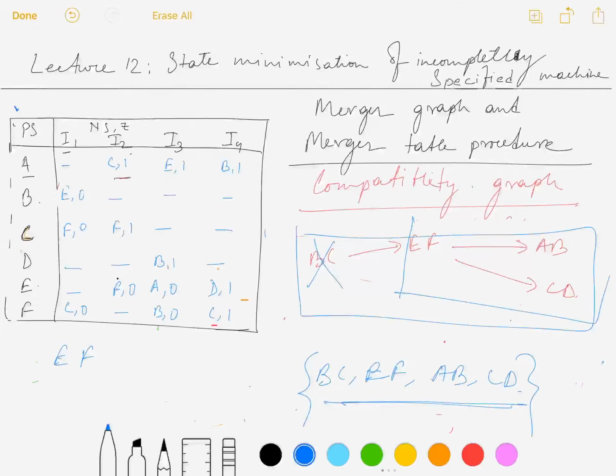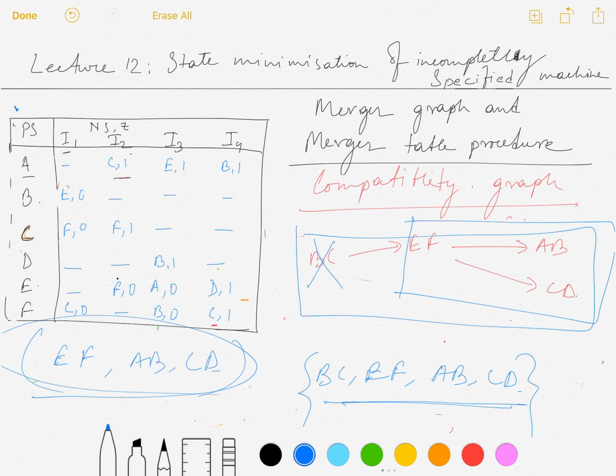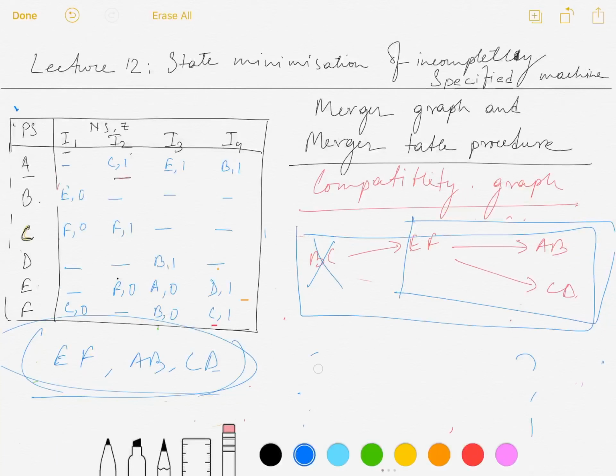Now, if I consider only this portion, EF, AB and CD, look at this, EF and its implied pairs are AB and CD, and AB and CD do not have any implied pairs. So, it is closed, as well as it is covering A, B, C, D, E, F, all the states, and it is minimal also, because fewer than 3 pairs is not possible. So, this should be my optimal answer, which satisfies the properties of a minimal closed covering. So, instead of considering these 6 states, I can easily reconstruct this table using these 3 pairs.